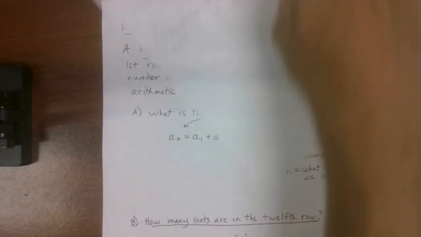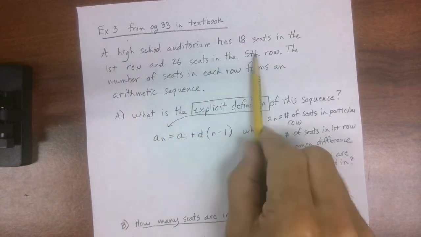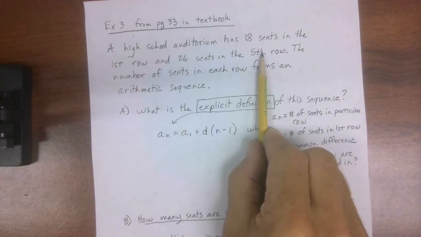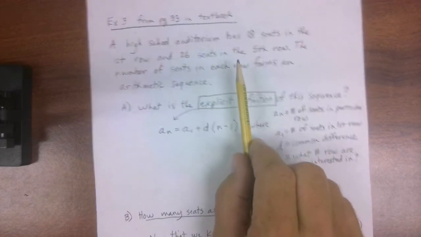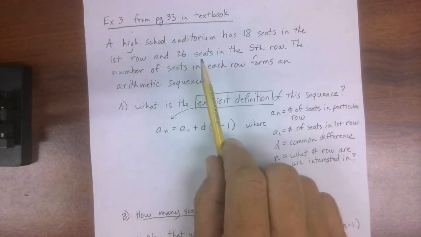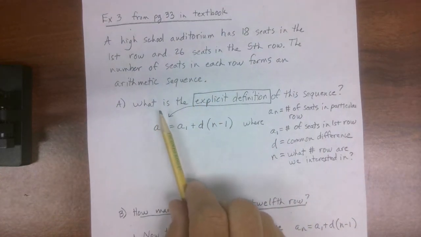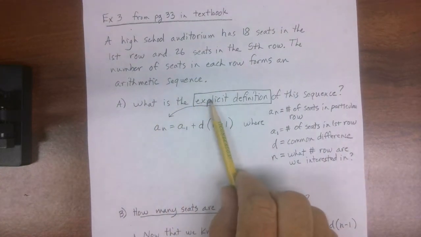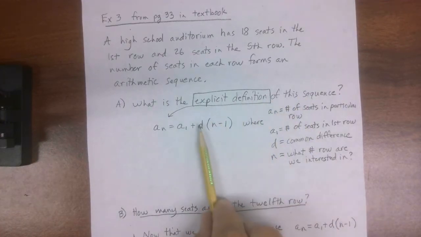On this problem, because it jumps from the first row to the 5th row, and there's no way I can make a connection, I don't know what D is. Please keep that in mind. That's like the major point, okay? So this problem starts out by saying, what is the explicit definition? What that means is, of the sequence, find this equation.